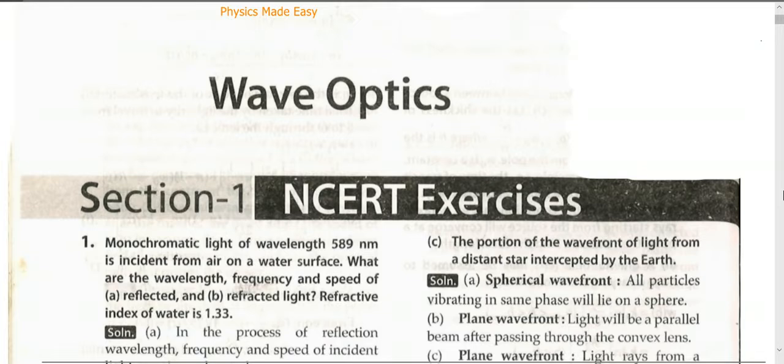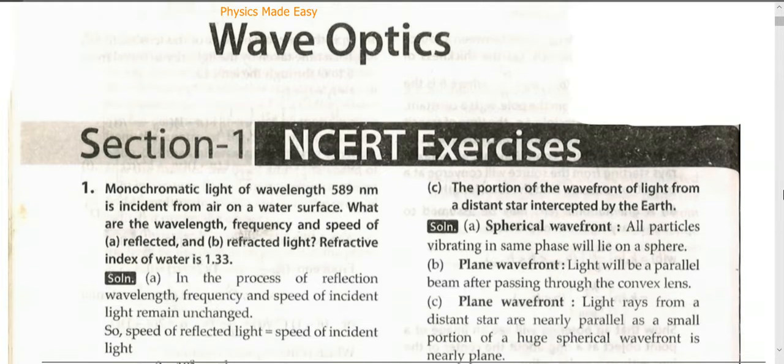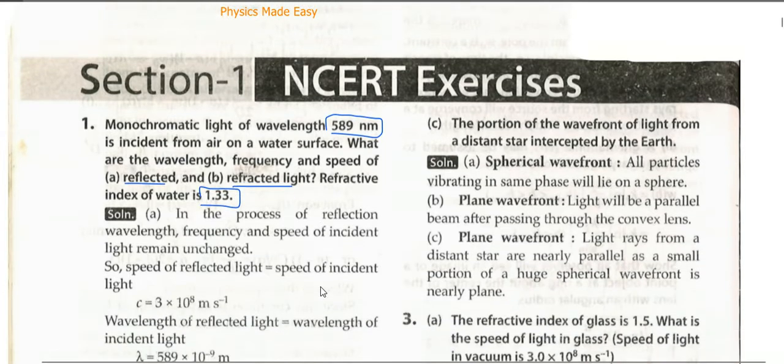We will provide complete solutions to NCERT exercises on wave optics. And now the first problem: monochromatic light of wavelength 589 nanometers is incident from air on a water surface. What are the wavelength, frequency and speed of reflected and refracted light? Refractive index mu is given as 1.33.